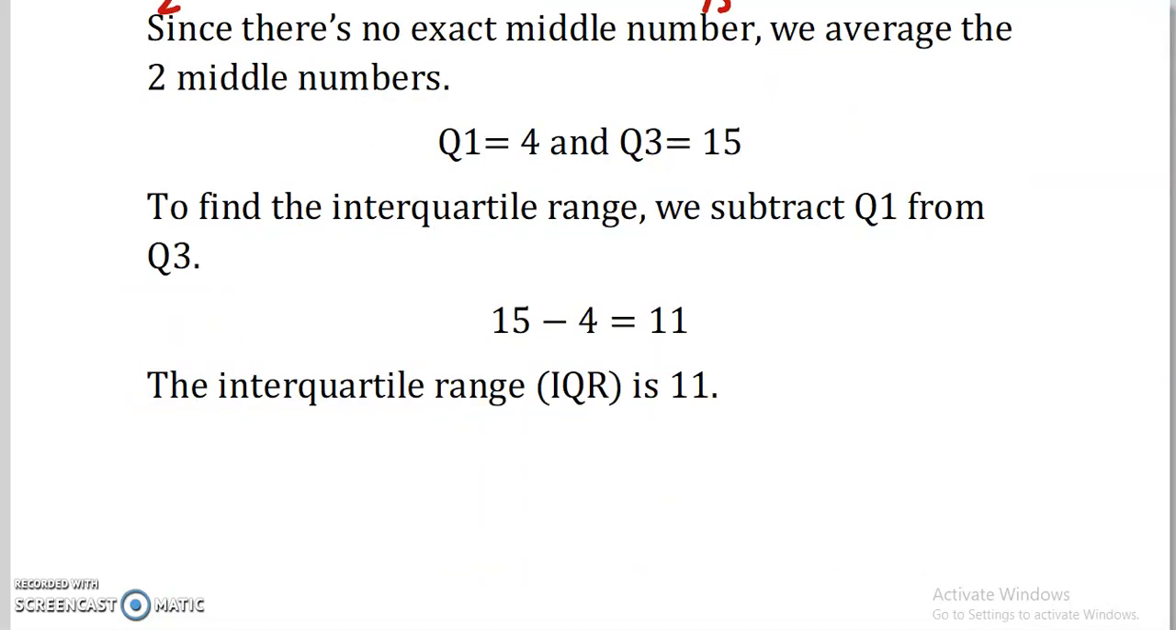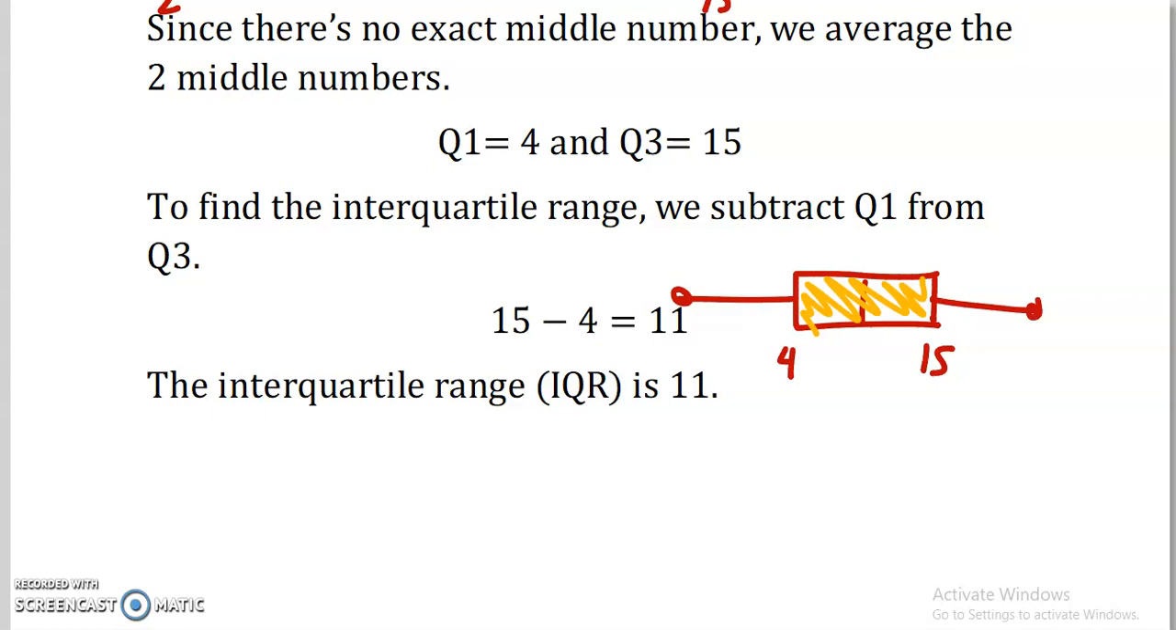Remember, this is just telling us how spread out that middle half of our data is, that middle 50%. So if I have this box plot that looks something like this, and this is 4 and this is 15, I'm saying how far does this box extend? Well, it extends 11, right? How far is it from 4 to 15? It's 11, because I would take 15 minus 4.